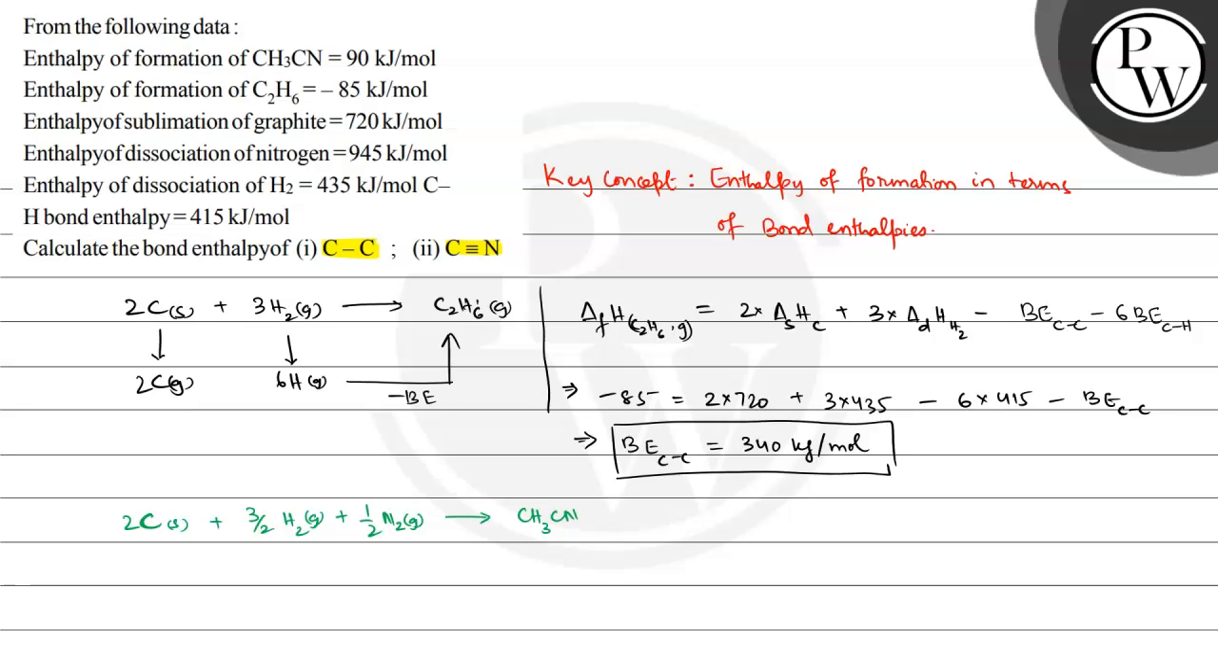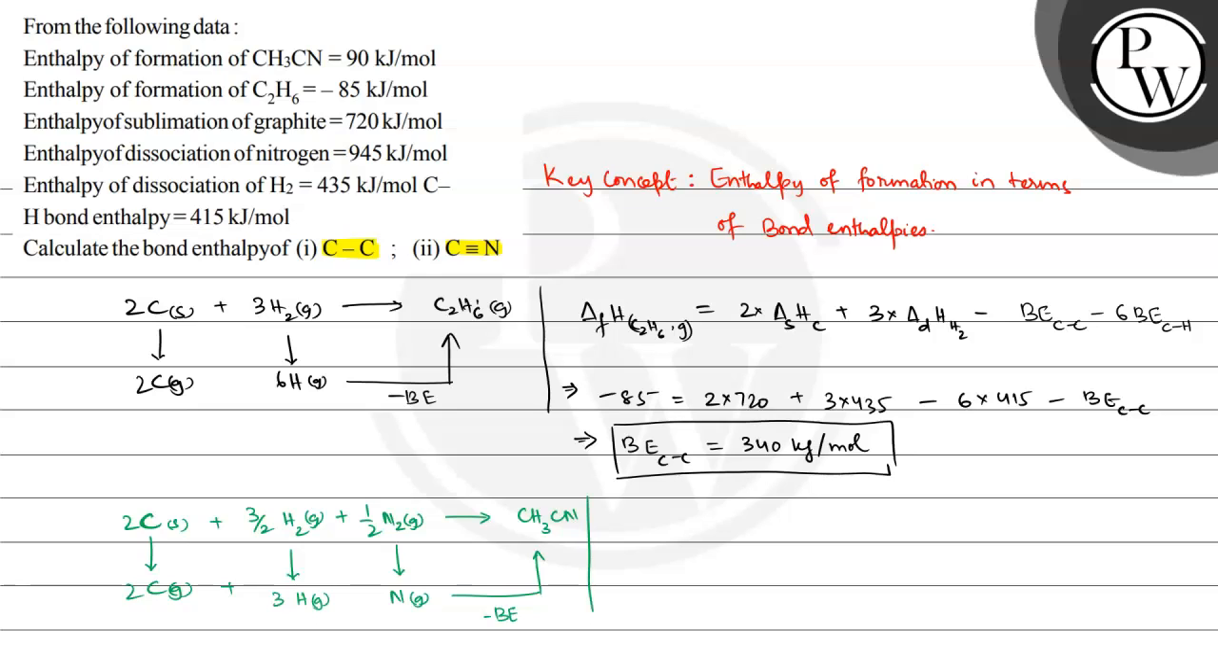CH3CN. Now इसको फॉर्म करने के लिए first हमें कार्बन को गैस में कन्वर्ट करना पड़ेगा. So this is carbon gas plus हाइड्रोजन मॉलिक्यूल को हाइड्रोजन एटम में कन्वर्ट करना पड़ेगा. So this is 3H gas plus नाइट्रोजन मॉलिक्यूल को नाइट्रोजन एटम में कन्वर्ट करना पड़ेगा, so N gas, and उसके बाद जो सारे बॉन्ड एंथैल्पीज हैं वो डिडक्ट हो जाते हैं इससे, and we get CH3CN.